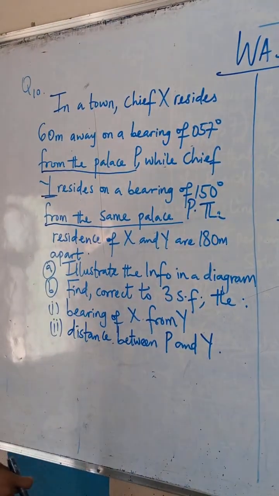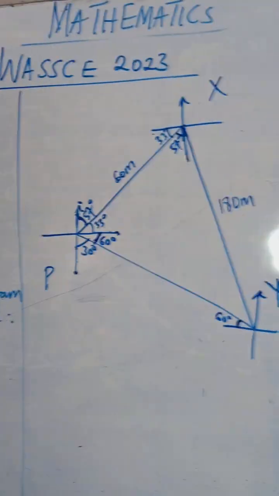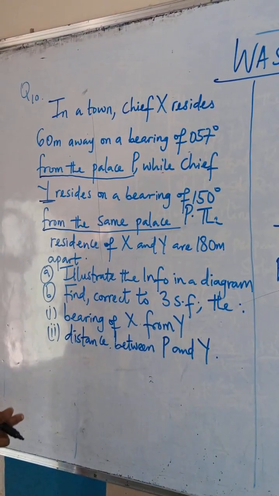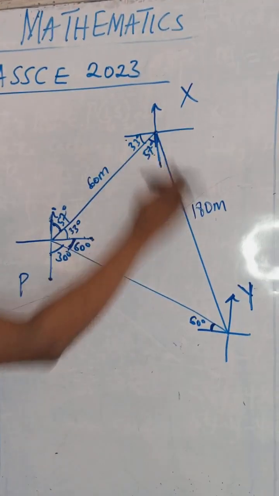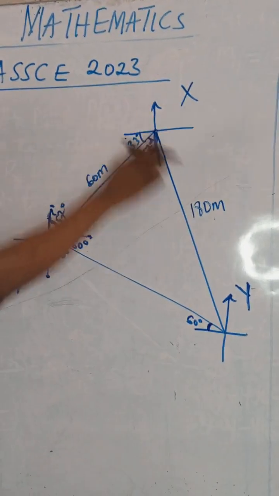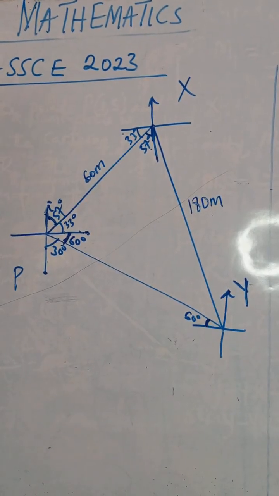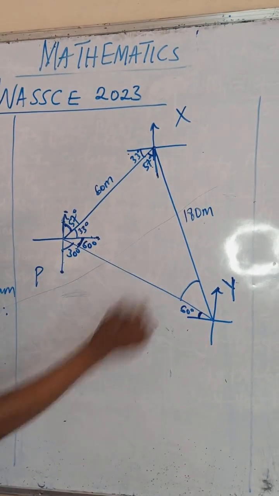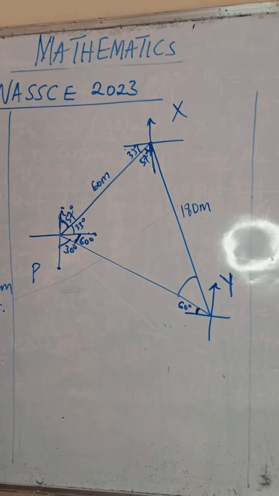Illustrate this information in a diagram. That is the beautiful diagram. Then they said find, correct to three significant figures, the bearing of X from Y and the distance between P and Y. Bearing of X from Y. I always advise students that once they say bearing of X from here, first get the angle at that point.